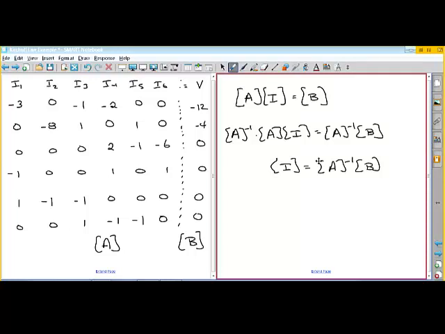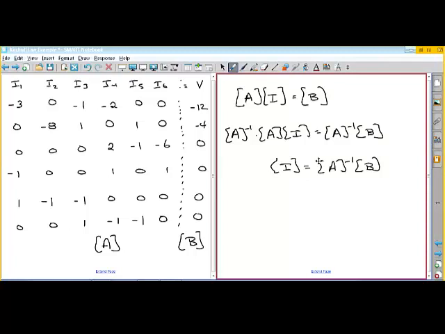Actually, it's a 6 by 6 matrix. So let me fix that. Go back up, 6 by 6. Okay. -3, 0, -1, -2, 0, 0. Okay, then you go to the next row.